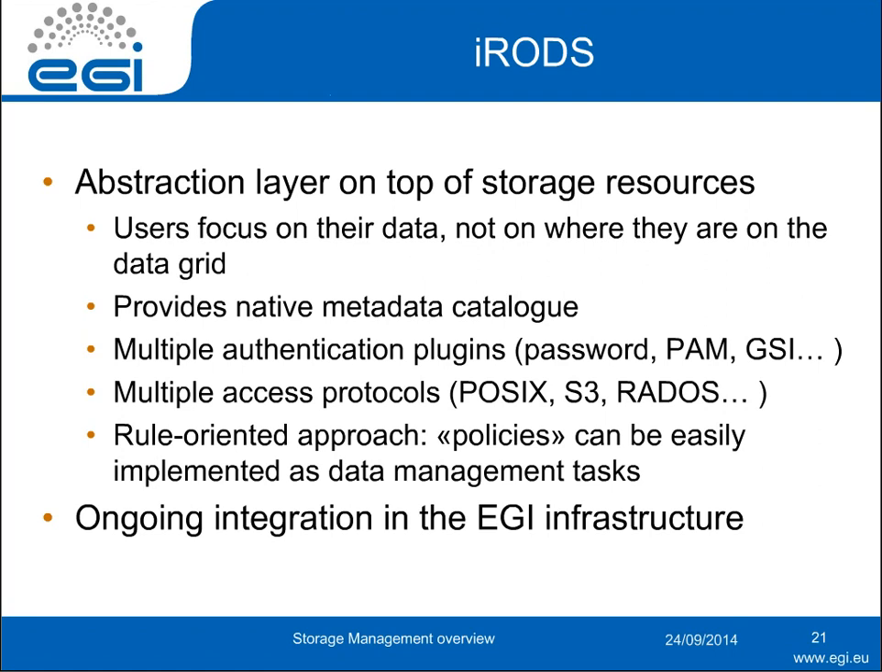It provides a native metadata catalog, which is called ICAT, so using its own catalog. It provides also multiple authentication plugins, so password is one way, PAM or GSI is another way, but there are other ways of making the authentication. There are multiple access protocols supported, so POSIX is the best one. There is also S3 available as a protocol for data access. Also, Ceph/RADOS is supported, and maybe other ways, just like we have shown in the DGI context for SRM, GridFTP, WebDAV, and NFS.